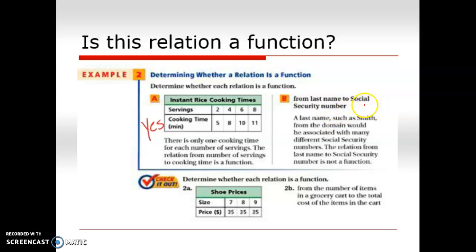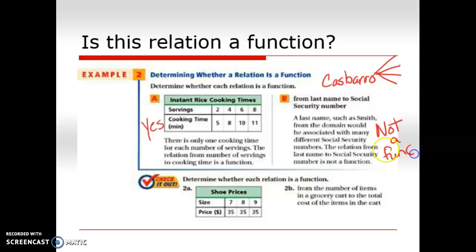From last name to social security number, well, my last name is Casbero, but so are my 2 boys and my husband. So all 4 of us have a different social security number, but the same last name. So Casbero has 1 last name, but goes to 4 different people. So that would not be a function. No, not a function.